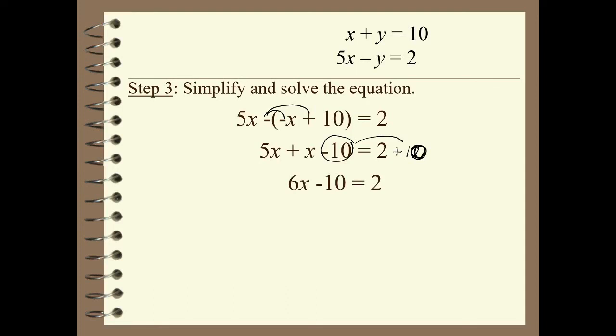So that is now 6x equals 12. Transpose that, that's plus 10. 6x equals 12. Dividing both sides by 6, so you will get how much for x? x is equal to 2. Okay? Now let's proceed.